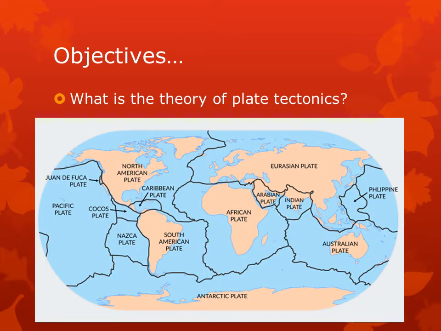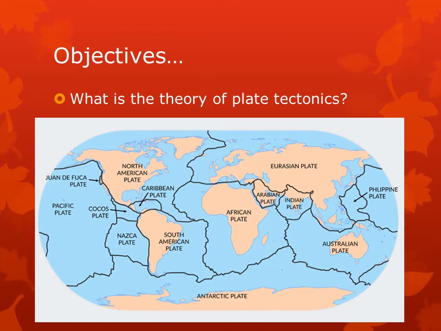So everyone, our objective here for today is what is the theory of plate tectonics? Now, we see this picture here, and it basically outlines all the plates or the pieces of Earth's crust. We see that most of our continents sit on individual plates, like the Eurasian plate that has Asia and Europe, North America, South America, Africa, Australia, Antarctica.